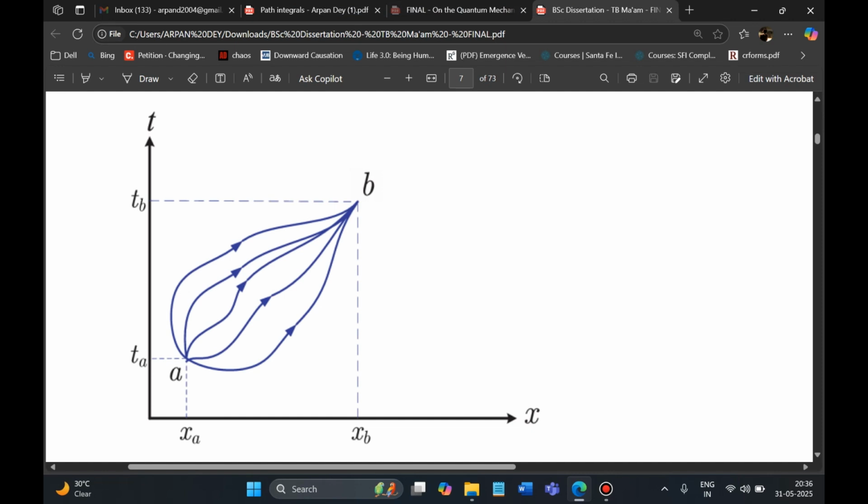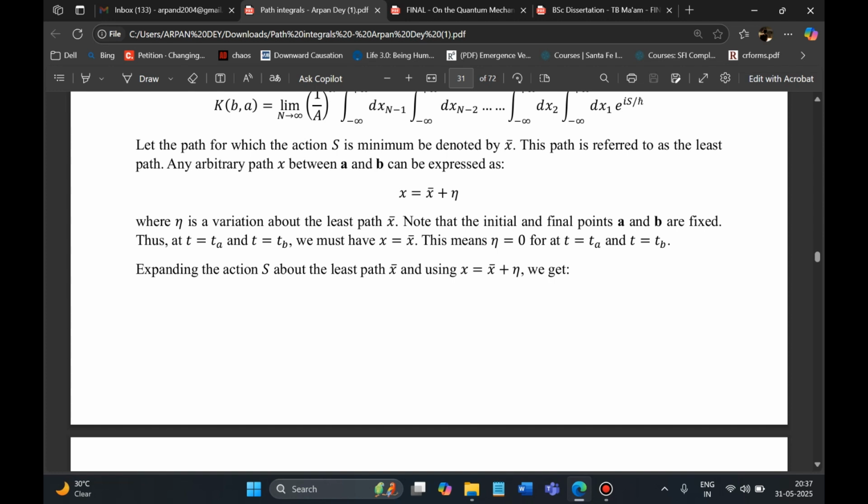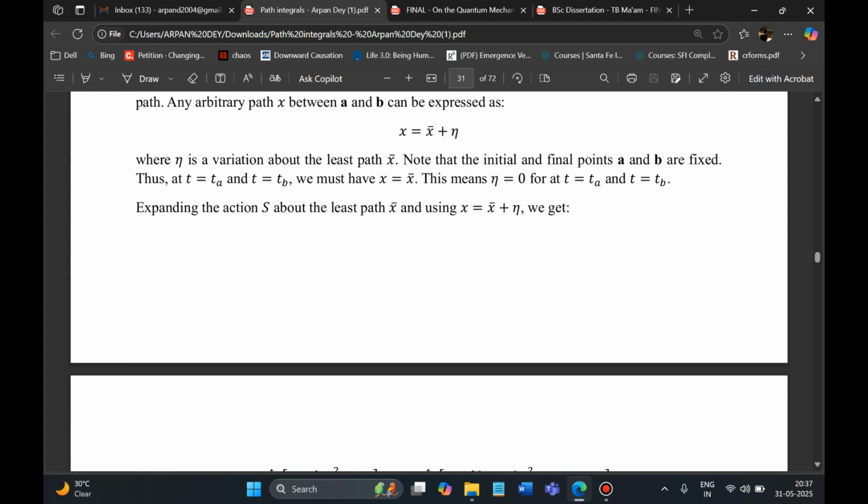And same at b. Suppose this is the least path x bar. For intermediate points, maybe you want to describe this path x. Then there will be some variation here, some variation here. There will be some variations in the intermediate points, because there are many possible paths. But since the final and initial points are fixed, there will be no variation. So at t equals ta and t equals tb, we must have eta equals 0, because x has to be equal to x bar.